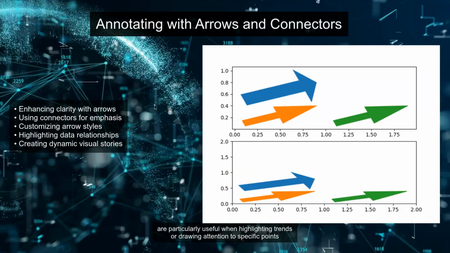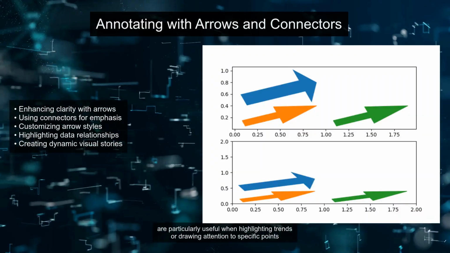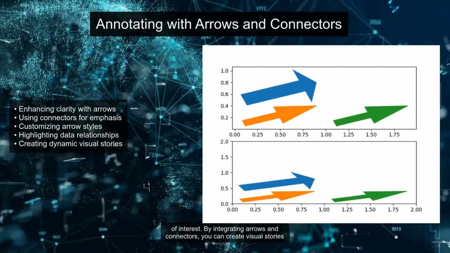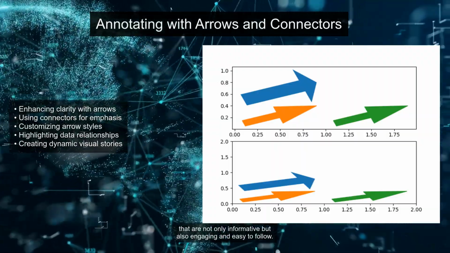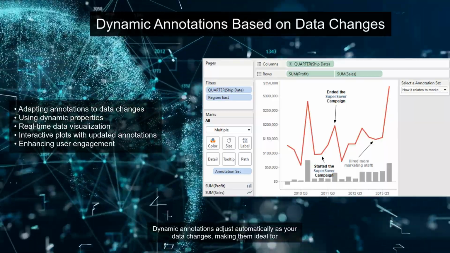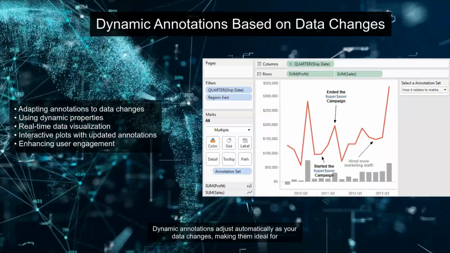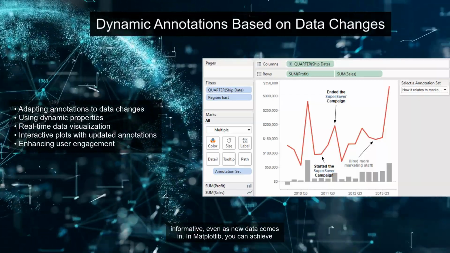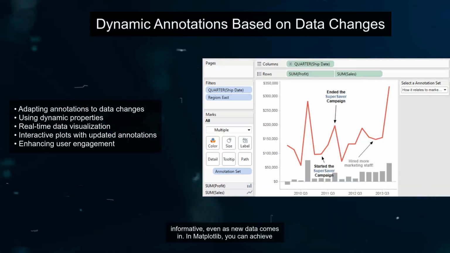They are particularly useful when highlighting trends or drawing attention to specific points of interest. By integrating arrows and connectors, you can create visual stories that are not only informative but also engaging and easy to follow. Dynamic annotations adjust automatically as your data changes, making them ideal for real-time data visualization. This adaptability ensures that your annotations remain relevant and informative, even as new data comes in.